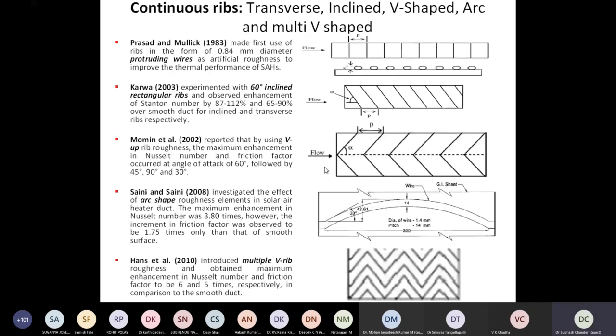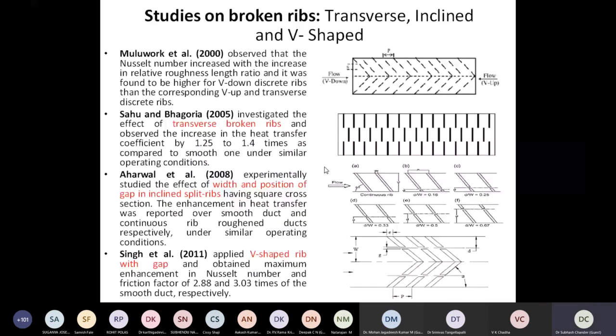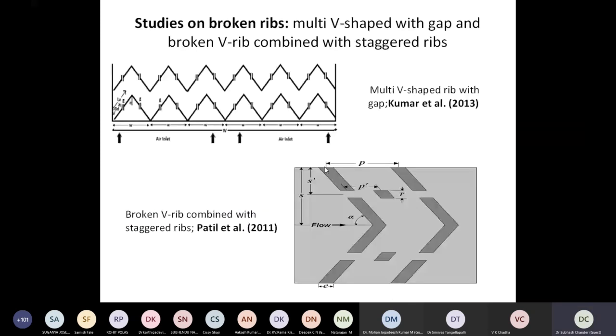right? So we can have staggered ribs. We can have inclined rib with gap. We can have V-rib with gap or multiple gaps. So these are some of the alterations which people have tried, and every alteration was basically an improvement over the previous one. That is how the motivation for doing the work in the further direction came into focus, right?